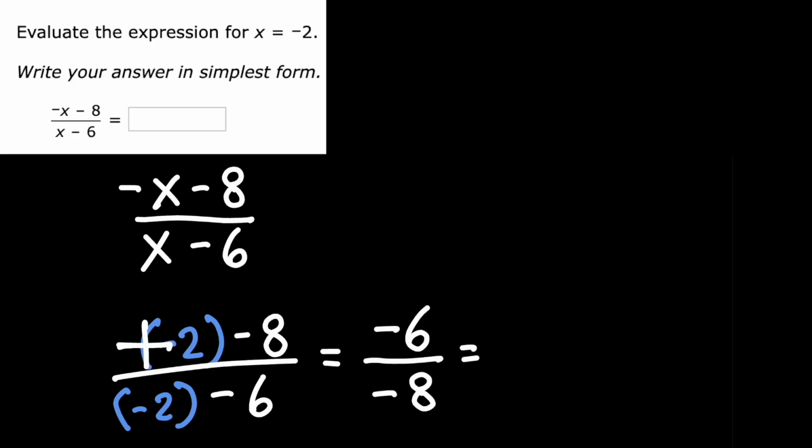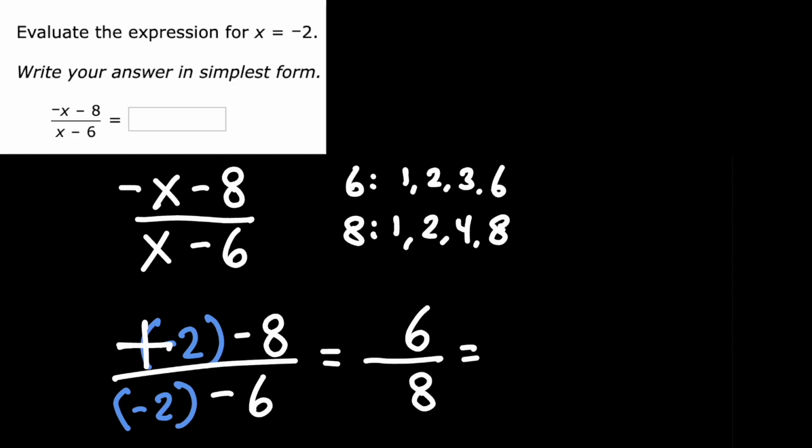Now notice we have two negative signs. Those cancel out to make the whole fraction positive. And while it may appear that we're done and our answer is 6/8, 6/8 actually can simplify because they have a common factor of 2. So if we divide both the numerator and the denominator by 2, we end up with 3/4.